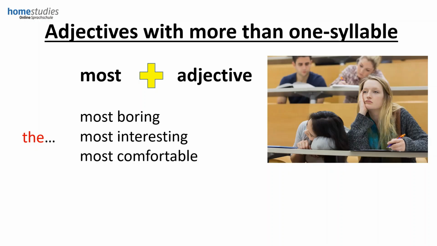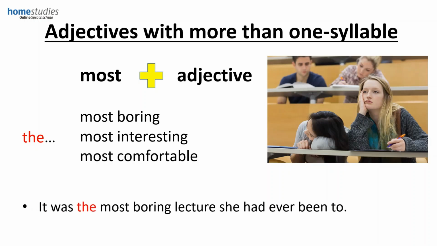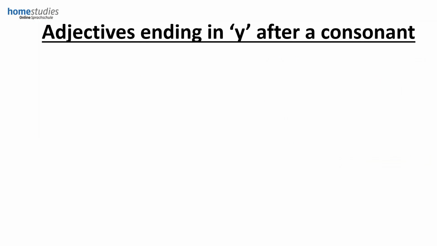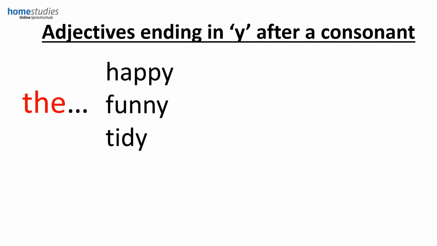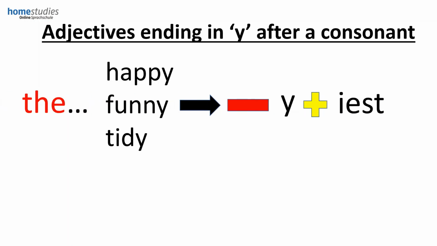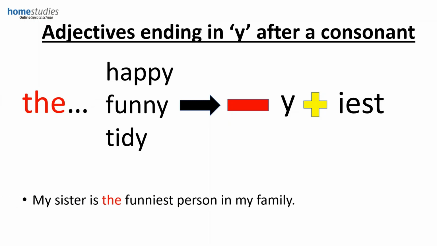Okay, let's have a look at my sentence. It was the most boring lecture she had ever been to. Now, adjectives ending in y after a consonant. So with superlatives, we begin with the word the. Then, with the adjectives, you will take away the y, as before, but this time you will add iest. So, for example, my sister is the funniest person in my family.